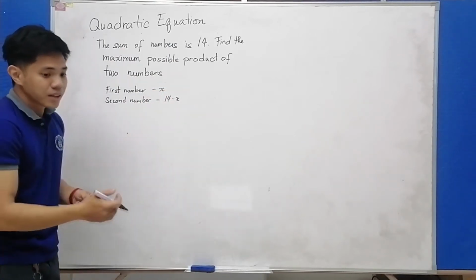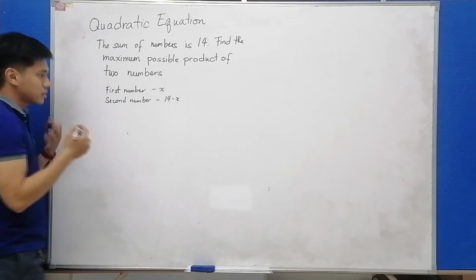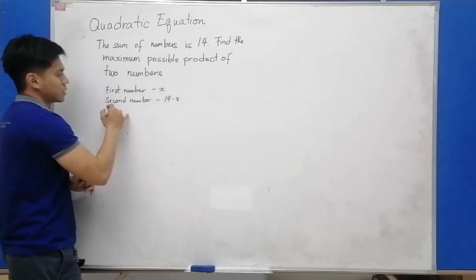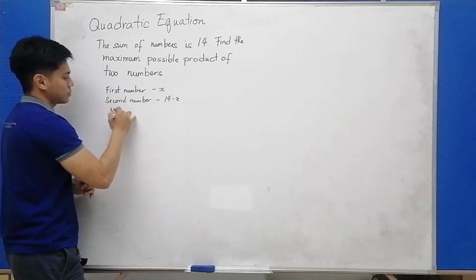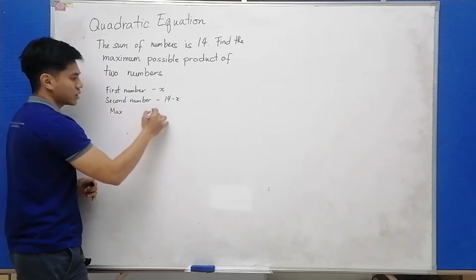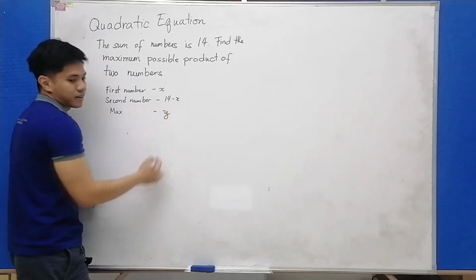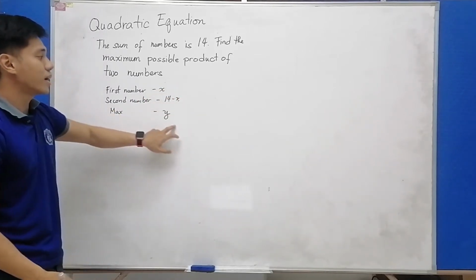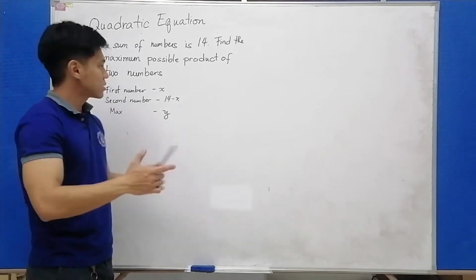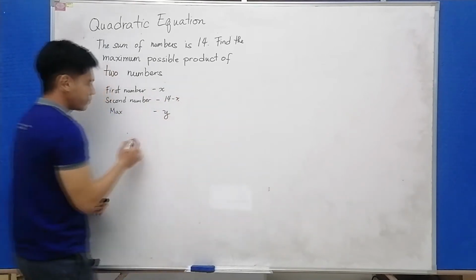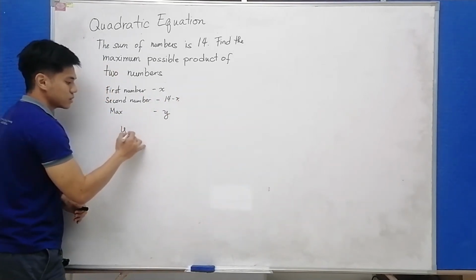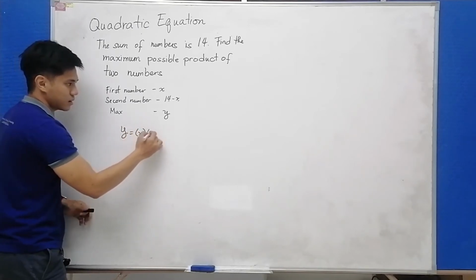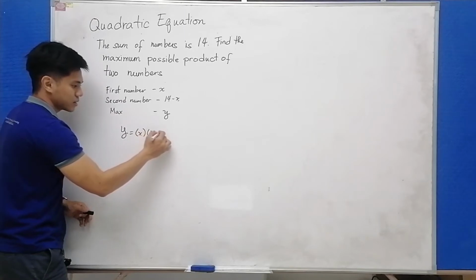The third thing we want to take note of is the maximum possible product. The max product, I'll label it as the y value. If we multiply these 2 numbers, we will have a y. So given that, let's write down our formula: y is equal to x times 14 minus x.